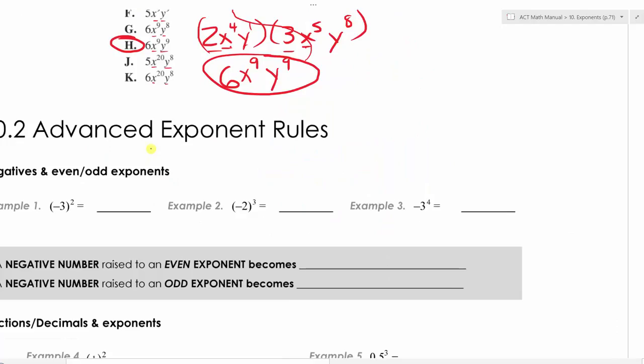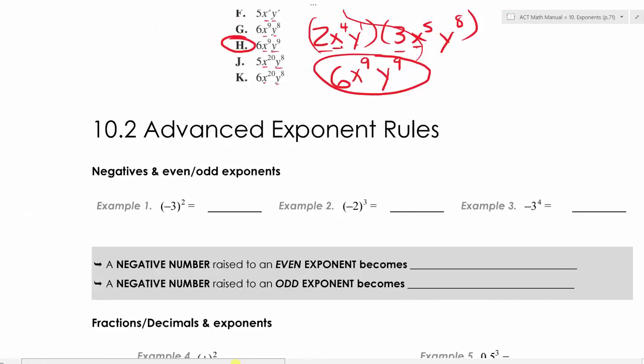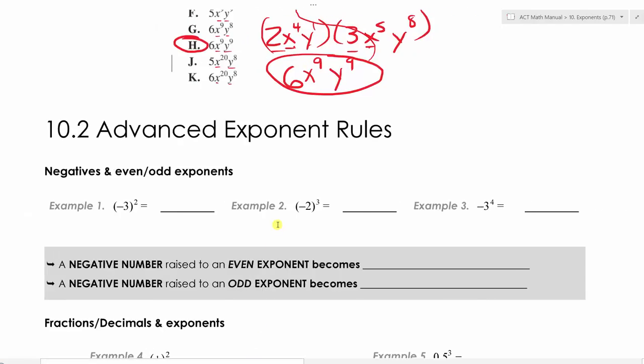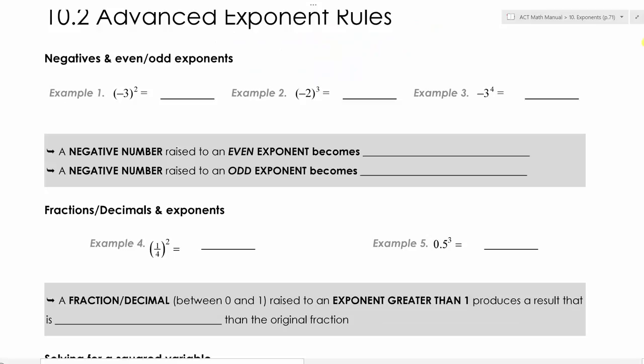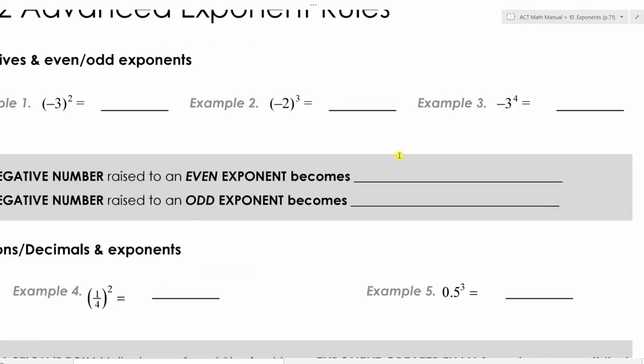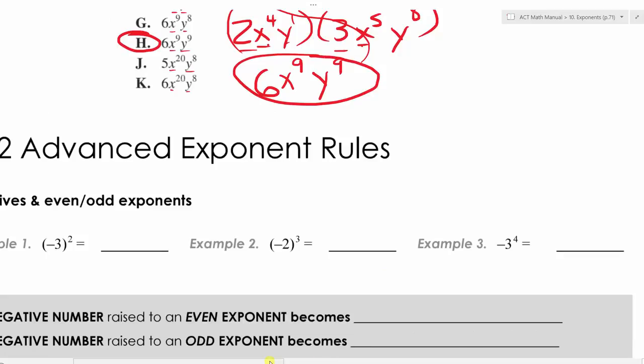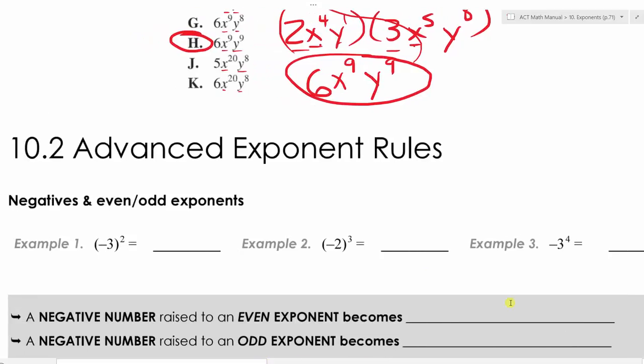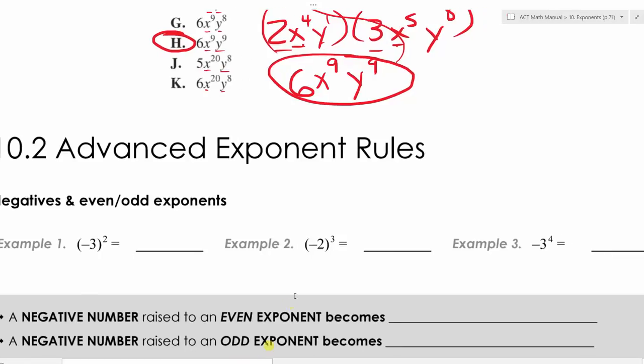Now, moving into some advanced exponent rules. These are a little bit trickier, a little bit tougher. These tend to be the things that ACT uses to spice up certain exponent questions. So again, we're going to mostly be just reviewing here. If you are shaky on any of these, you've got to do a little bit of extra work.